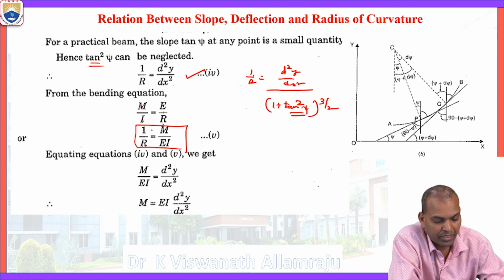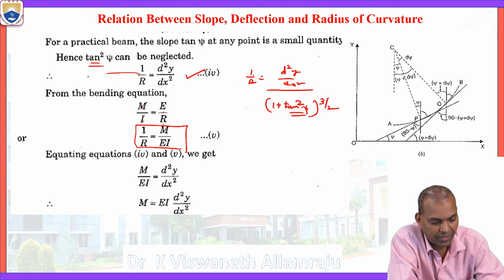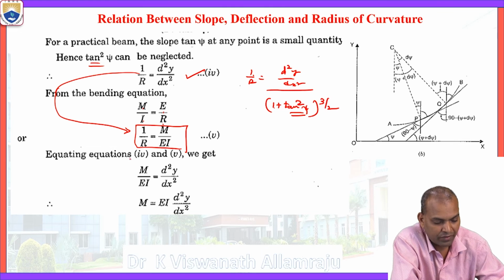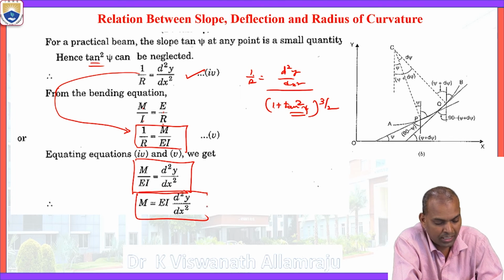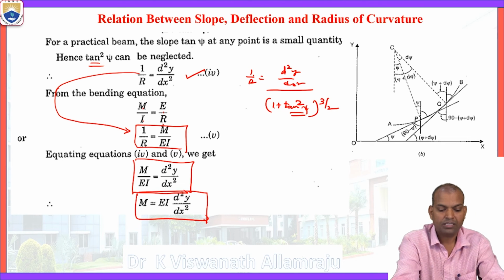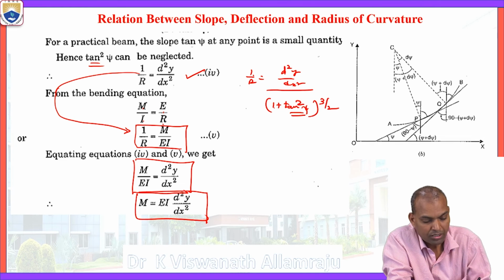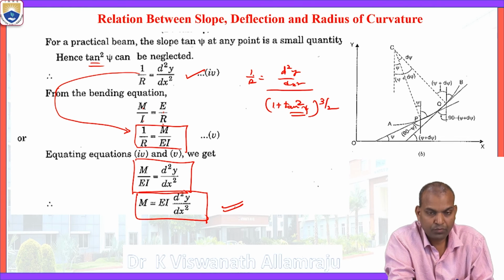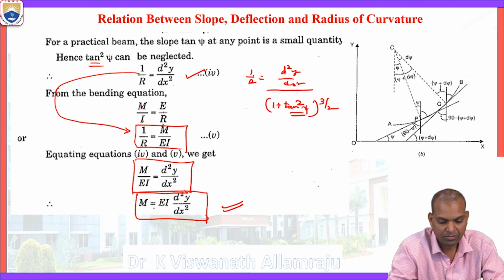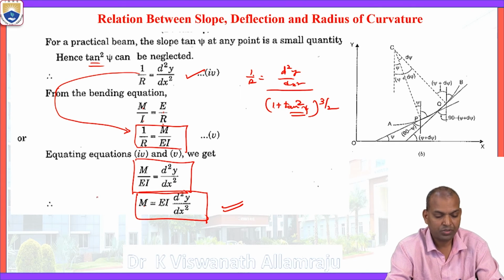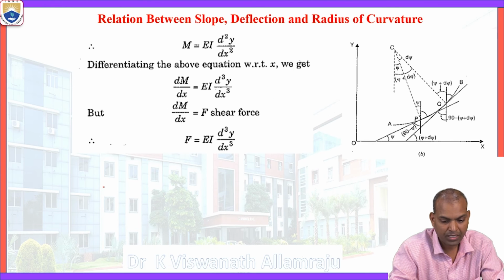Substitute in the place of 1 by R the value, that is d square y by dx square. So M by EI equal to d square y by dx square. Then M equal to EI times d square y by dx square. This is the moment resistance equation of the deflection, that is EI times d square y by dx square.